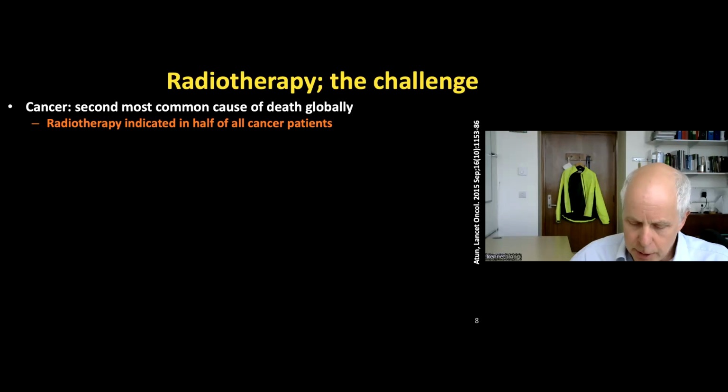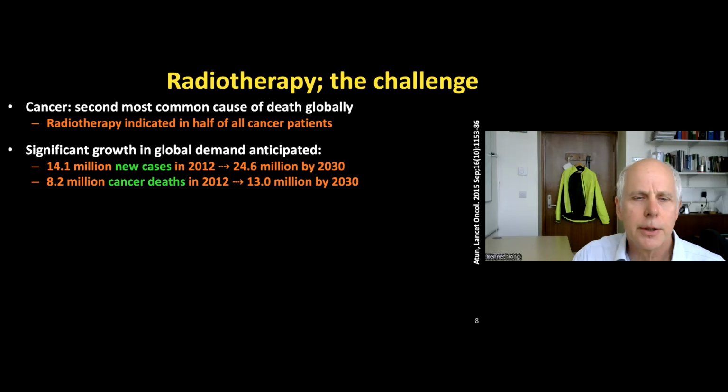I think everybody here knows that the motivation for what we're doing is that cancer is the second most common cause of death across the world, and that radiotherapy, presently most often delivered with photons, is indicated in half of all cancer patients. There's a significant growth of demand predicted. So if you look at these numbers, you can see an enormous rate of increase from 2012, when these statistics were collected, to 2030, which was the projection in the paper I was looking at.